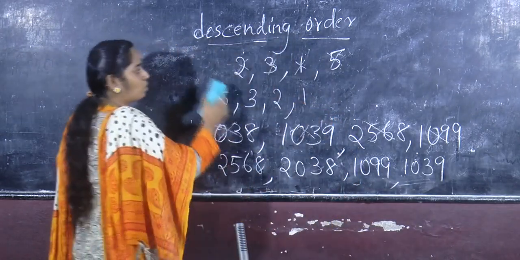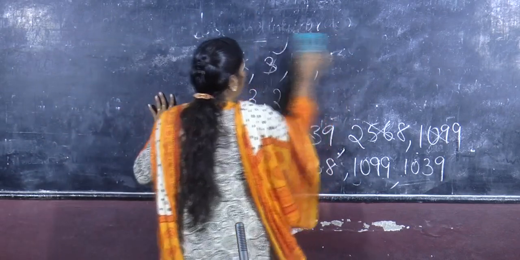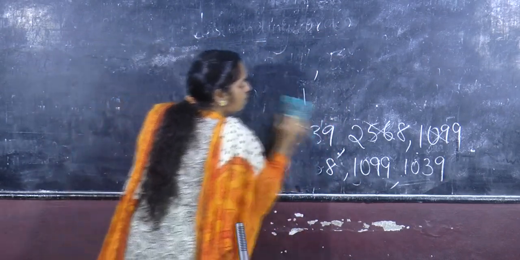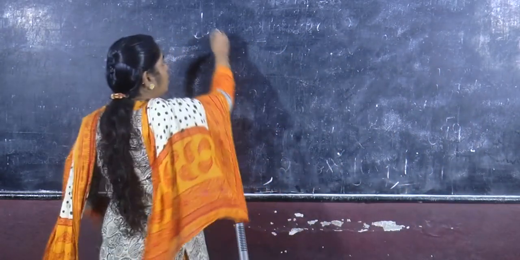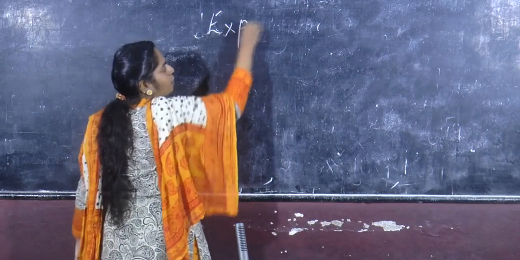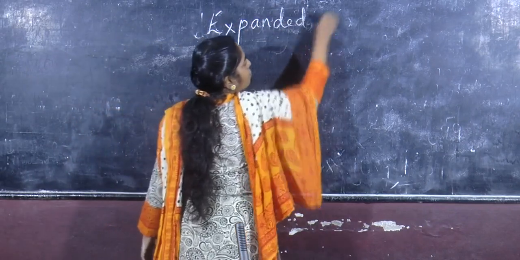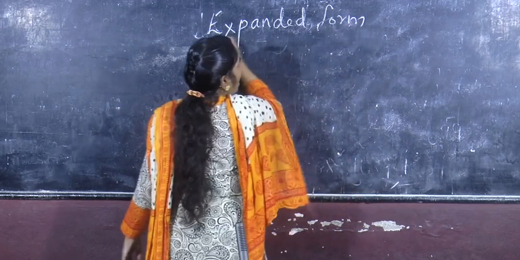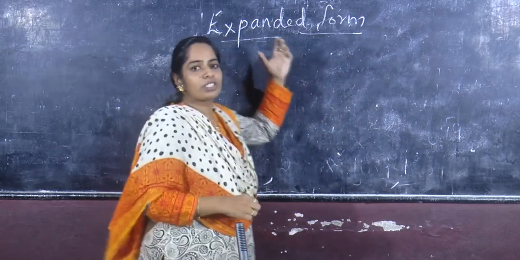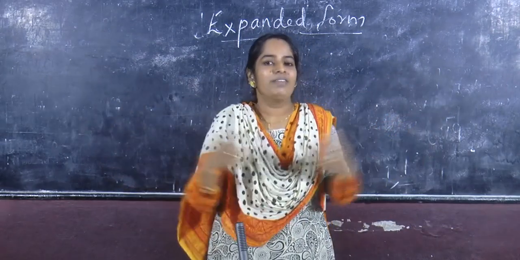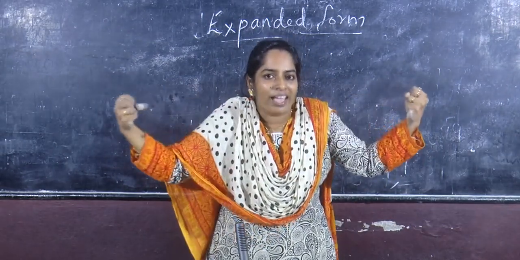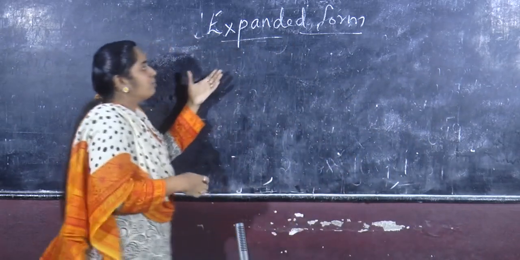Next we can go to what? Expanded form. What is meant by expanded form? You all learned about expanded form, isn't it? Last class, again we know what is expanded form. What is meant by expanded form? Expand, also from the word itself we are getting what? Expanded. We can expand, isn't it? So we can expand from here.